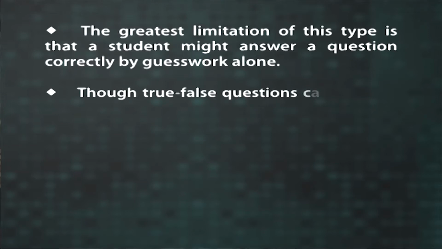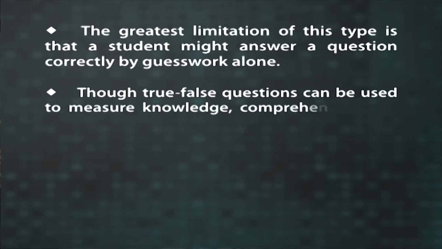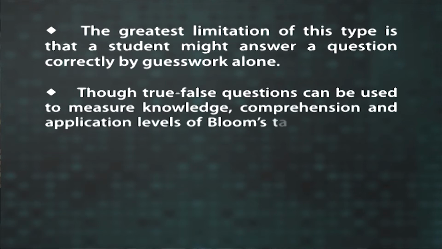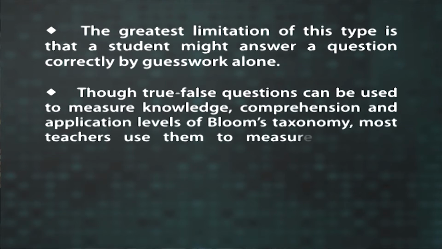Moreover, this excessive chance of guesswork reduces the power of the item to discriminate between high performer and low performer. As the discrimination power of the item decreases, its reliability also decreases. Though true false questions can be used to measure knowledge, comprehension and application levels of Bloom's taxonomy, most teachers use them to measure only the knowledge level. If the teacher is not a skilled test constructor, the scope of true false items is reduced even further into testing trivial facts and bits of information.